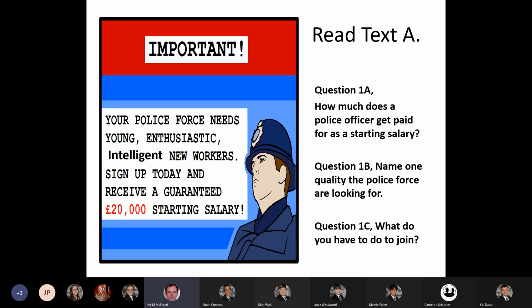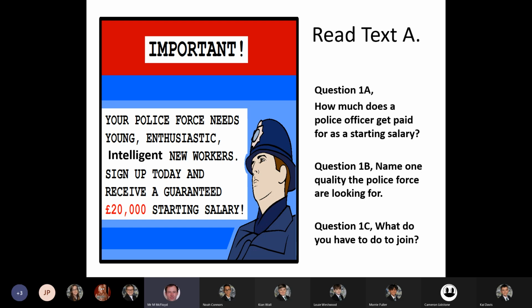Almost, almost. Noah has added a comma after the 20 and the 3 zeros. I'll read the question to you. Another student, Esther, has now added a pound sign. The question was, how much does a police officer get paid for starting salary? So you would need a denomination of the finances involved there, in this case, pounds. So you would need the pound sign before the 20,000.